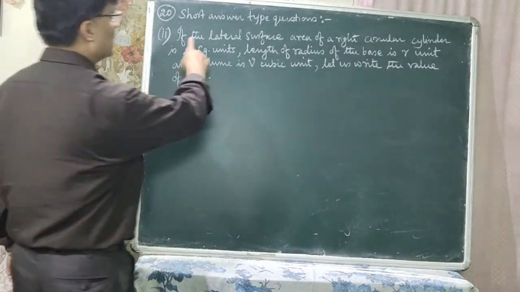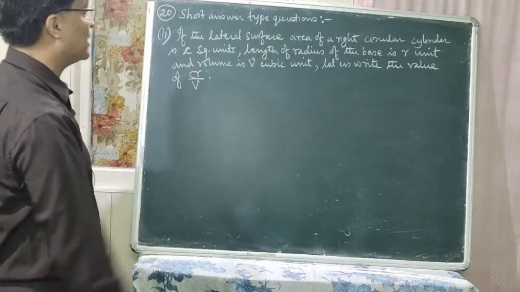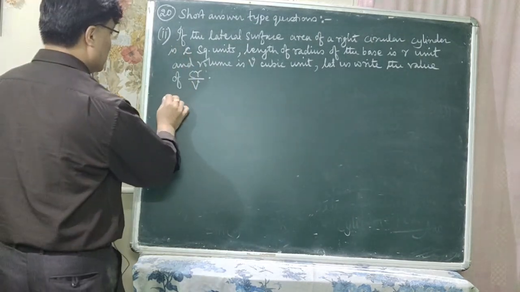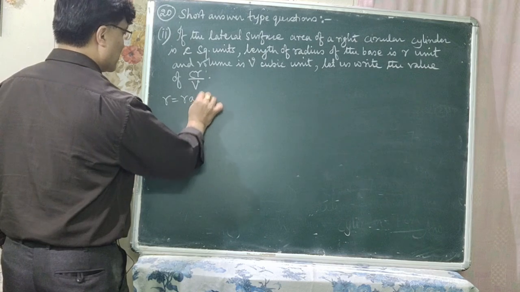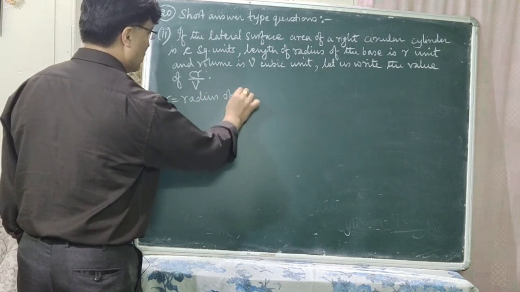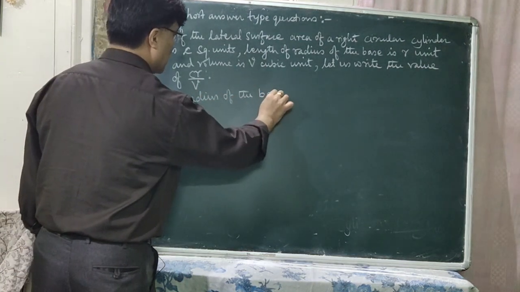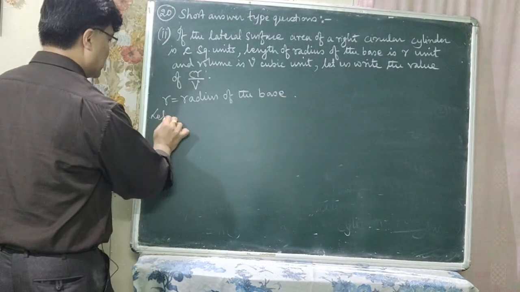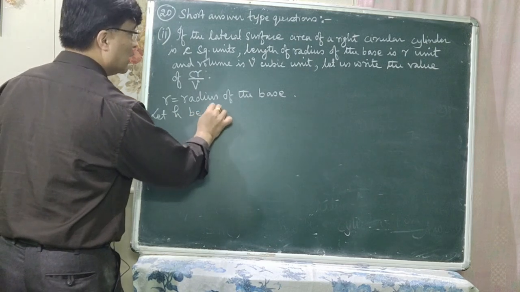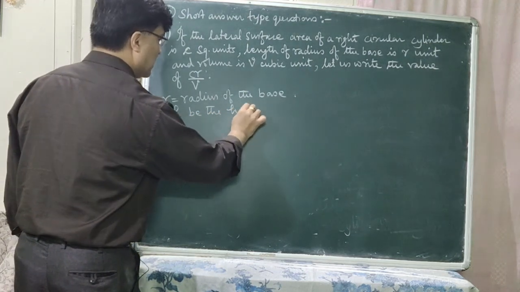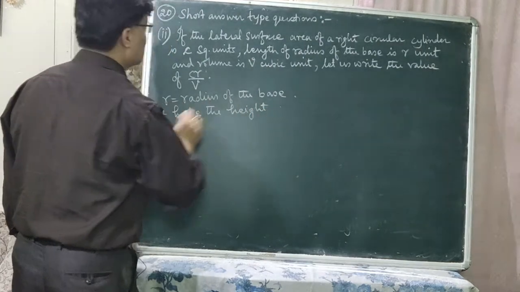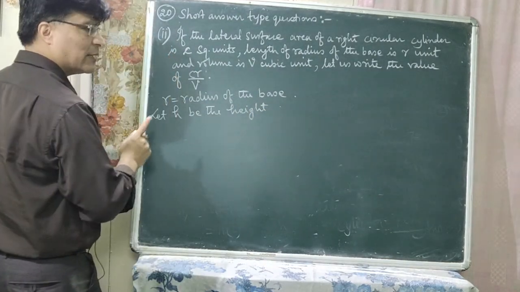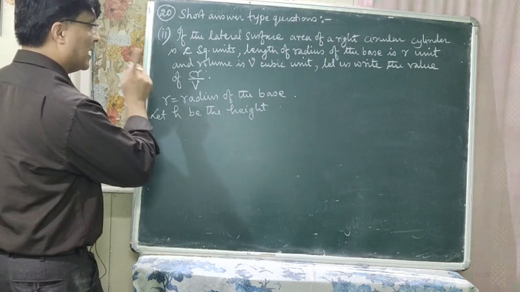So here the lateral surface area of the right circular cylinder is given as c square unit. Here R is the radius of the base. Let h be the height. Next, what is given? The lateral surface area of the cylinder is C and the volume is V.